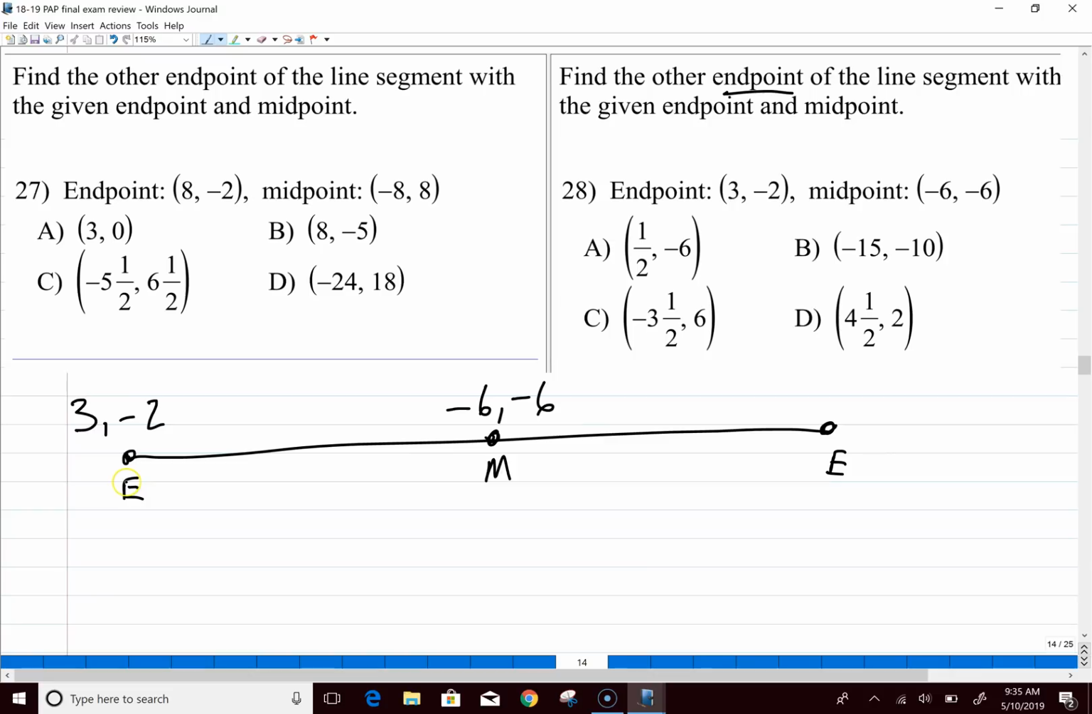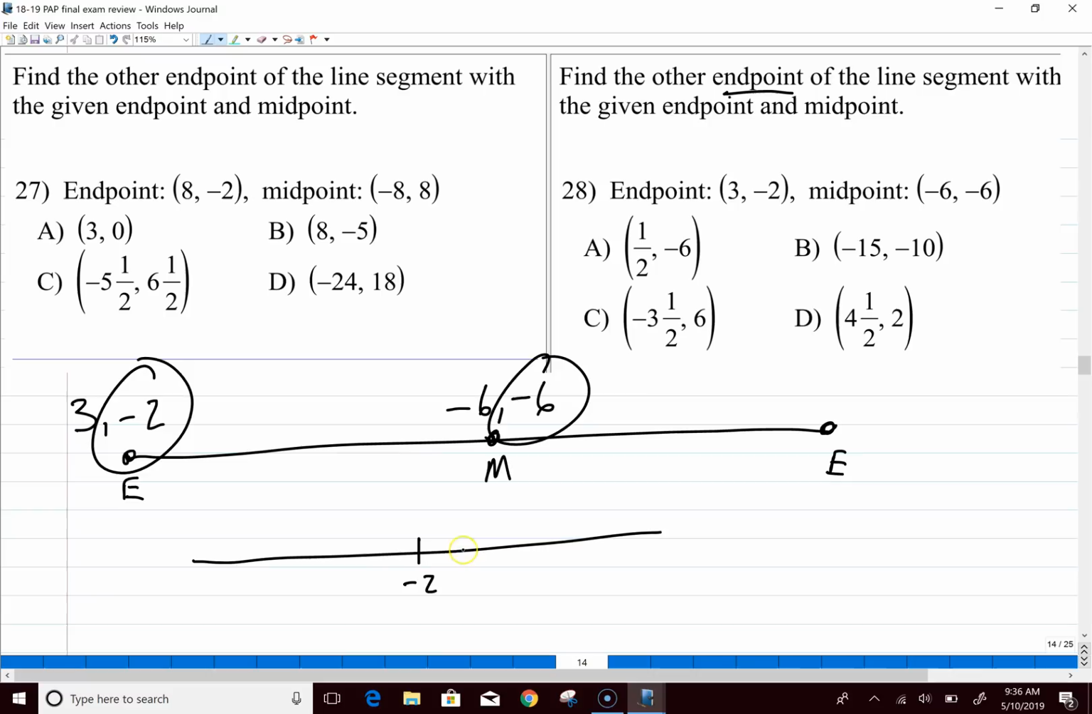Okay? It depends which one you want to use. You know what I mean? Do you want to use the X or do you want to use the Y? It doesn't really matter, to be honest. It's up to you. So I'm just going to use the Y's. Okay? So I have a number line.